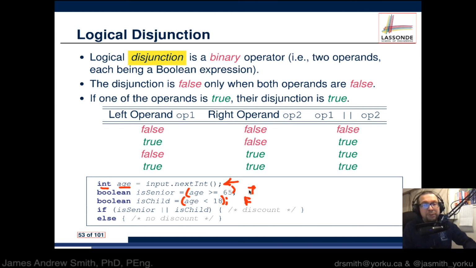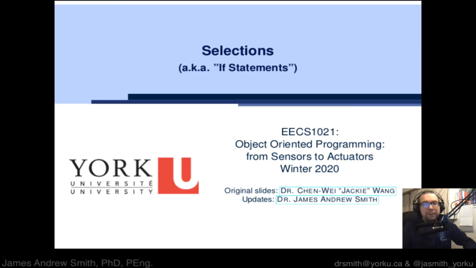Now, if I were to input, on the other hand, say 30, then the Boolean is senior would be false, is child would be false, and then when I go to this particular if-else, is senior is false, is child is false, ORed together gives a false, so we don't execute anything that's in the curly braces here. We would go to the else afterwards, and then whatever action you would have to take in order to not provide a discount would happen.